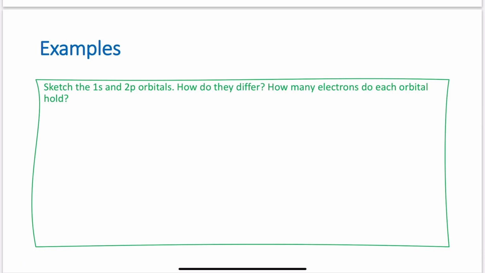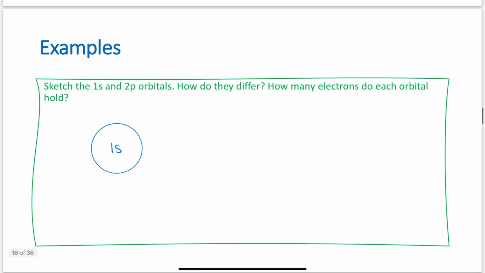Sketch the 1s and 2p orbitals. How do they differ and how many electrons do each orbital hold? Now, it doesn't specify which 2p orbitals, so we'll just draw all of them. But your s orbitals are just a sphere, okay? Your 1s orbital just looks like that, and it holds 2 electrons.